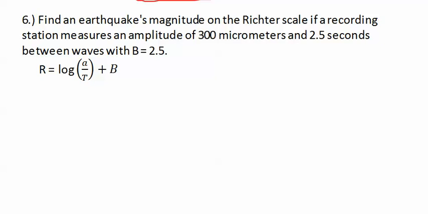One way in which logarithms are used is to find the magnitude of earthquakes on the Richter scale. If the recording station measures an amplitude of 300 micrometers and 2.5 seconds between waves with B equals 2.5, we can use this equation for the Richter scale to calculate the magnitude. So we can go ahead and fill that in. We're going to figure out what the Richter is, and it's going to be log. A is your amplitude, which is 300.